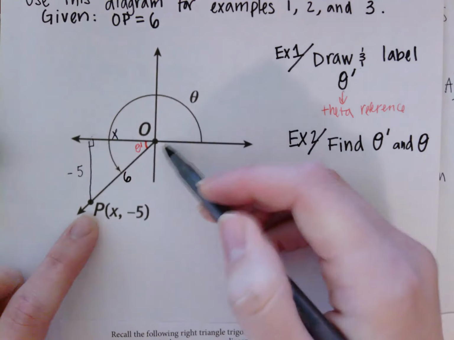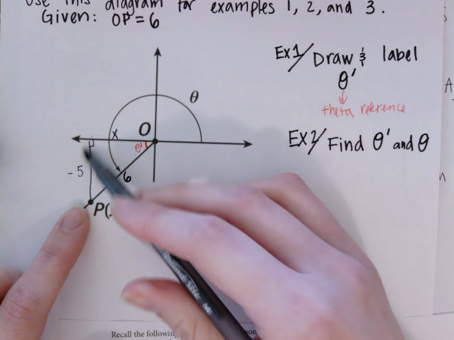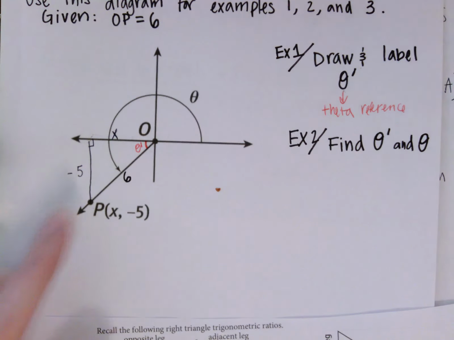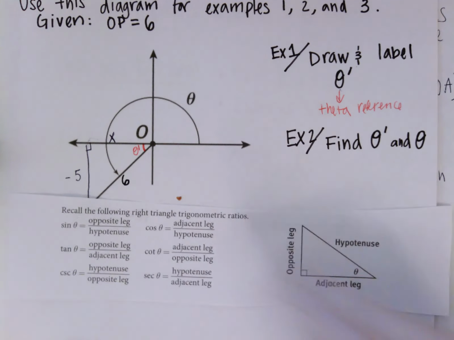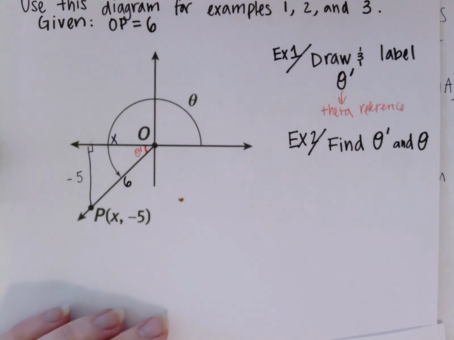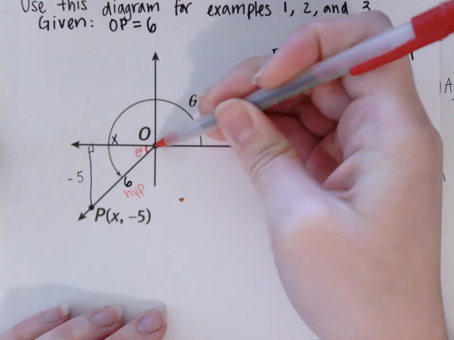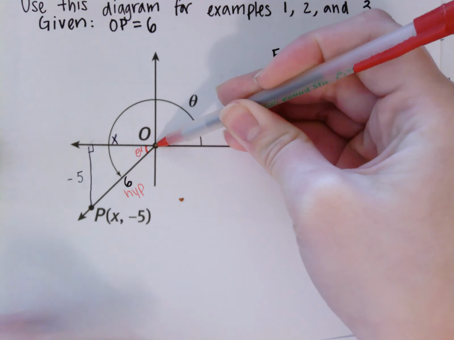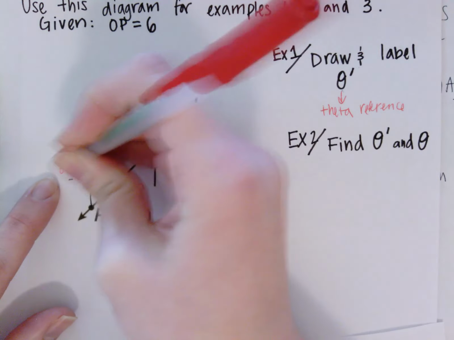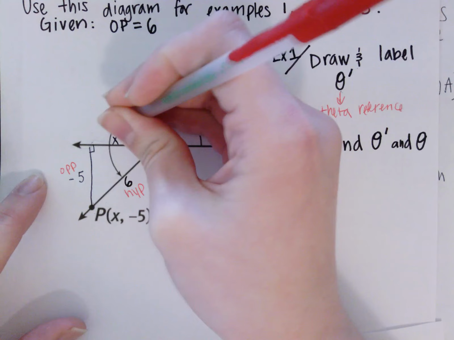So what I've got is a triangle whose hypotenuse is 6 and whose one of the legs is -5, the other leg is unknown. Since I'm using trig ratios, I'm going to go ahead and label the sides opposite, adjacent, and hypotenuse. The hypotenuse is 6. Here's my theta reference that I'm dealing with. The opposite is the side that I drew, so -5 is the opposite, and that makes x the adjacent.